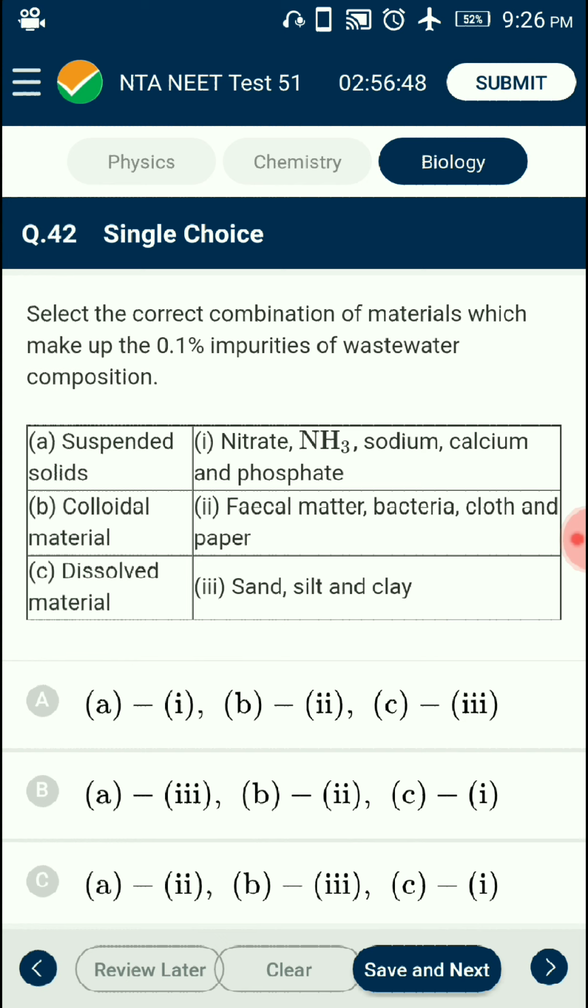Question number 42. Select the correct combination of materials which make up the 0.1% impurities of wastewater composition. Wastewater has 99.9% water and 0.1% waste, including suspended solids and dissolved materials. Small solid particles are referred to as suspended solids and remain in suspension in water due to the motion of water. They include sand, silt and clay. Wastewater also has colloidal particles, including non-settleable organic matter, cloth, paper, and small particles of decayed plant material. So the correctly matching option is B.